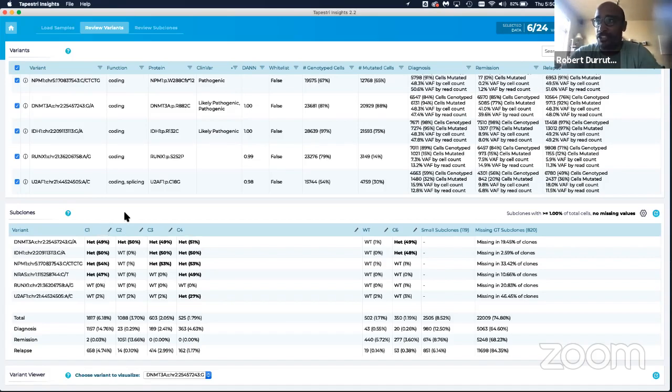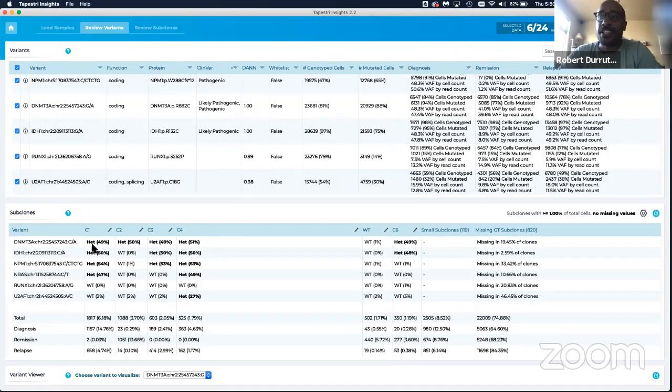As a reminder, each column here refers to a subclone that is now defined irrespective of your samples. And those subclones, C1, C2, are ordered from left to right based on the relative fraction across all samples. So the C1 clone is your largest clone because in total it makes up about 6.18%. And those percentages are taking into account also the missing data.